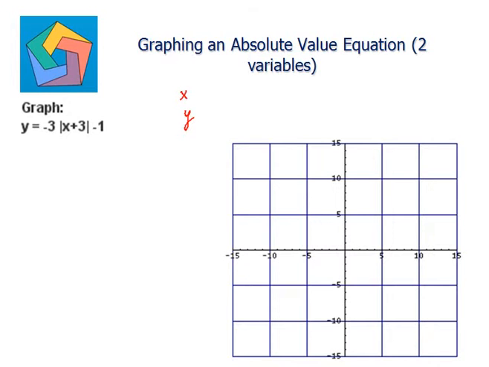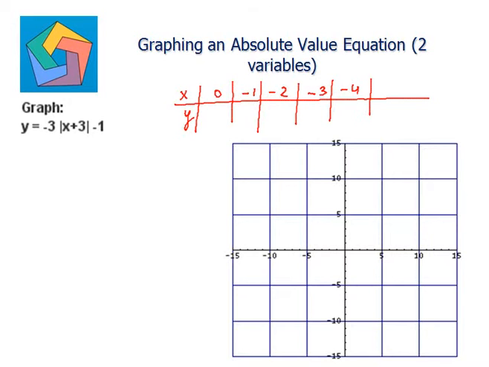We'll take x and y, and I'll assume my x values and find y values at those points. So let me assume my x values as 0, negative 1, negative 2, negative 3, negative 4, negative 5, negative 6. So let's put x as 0.